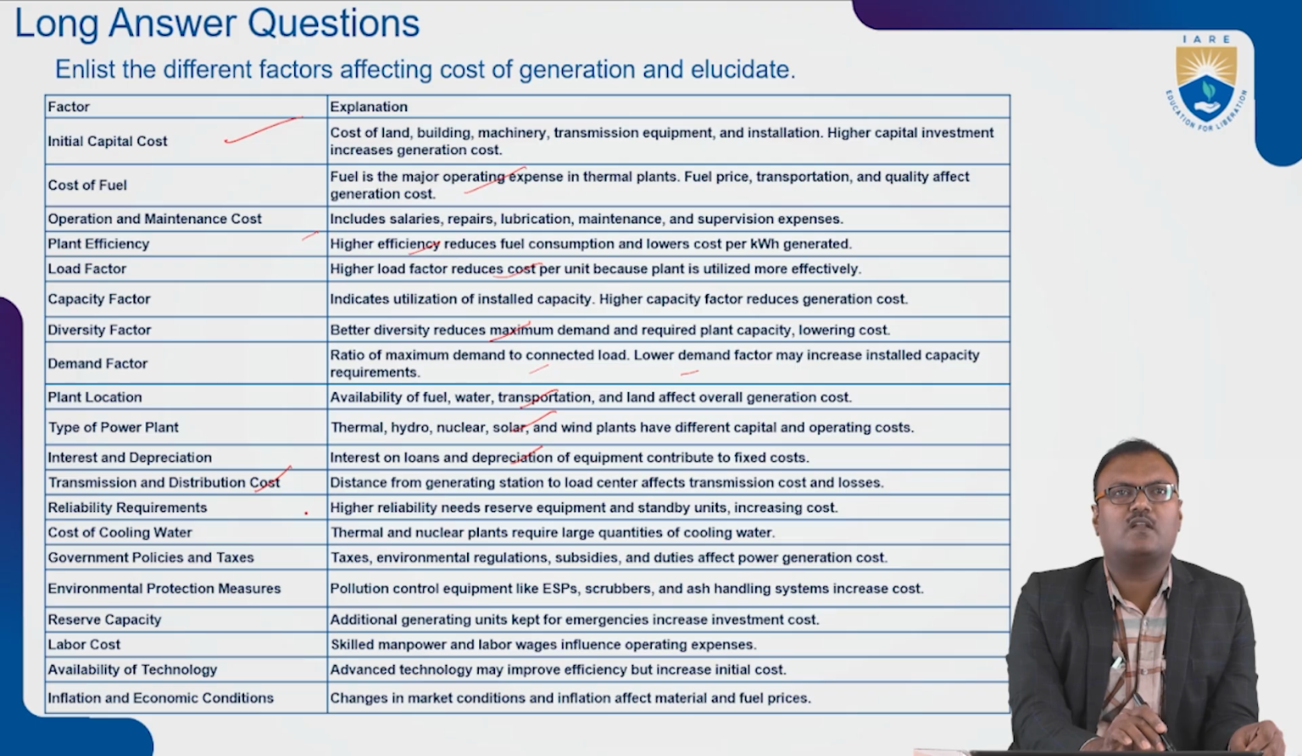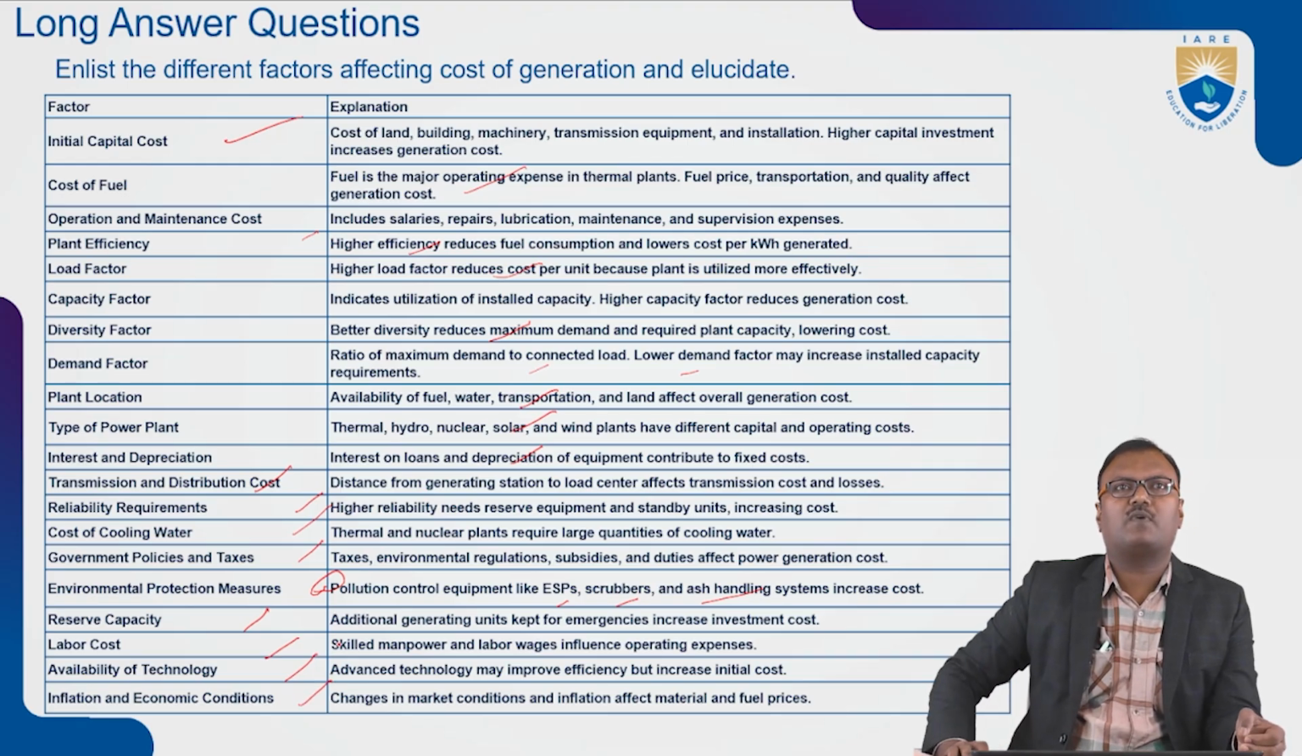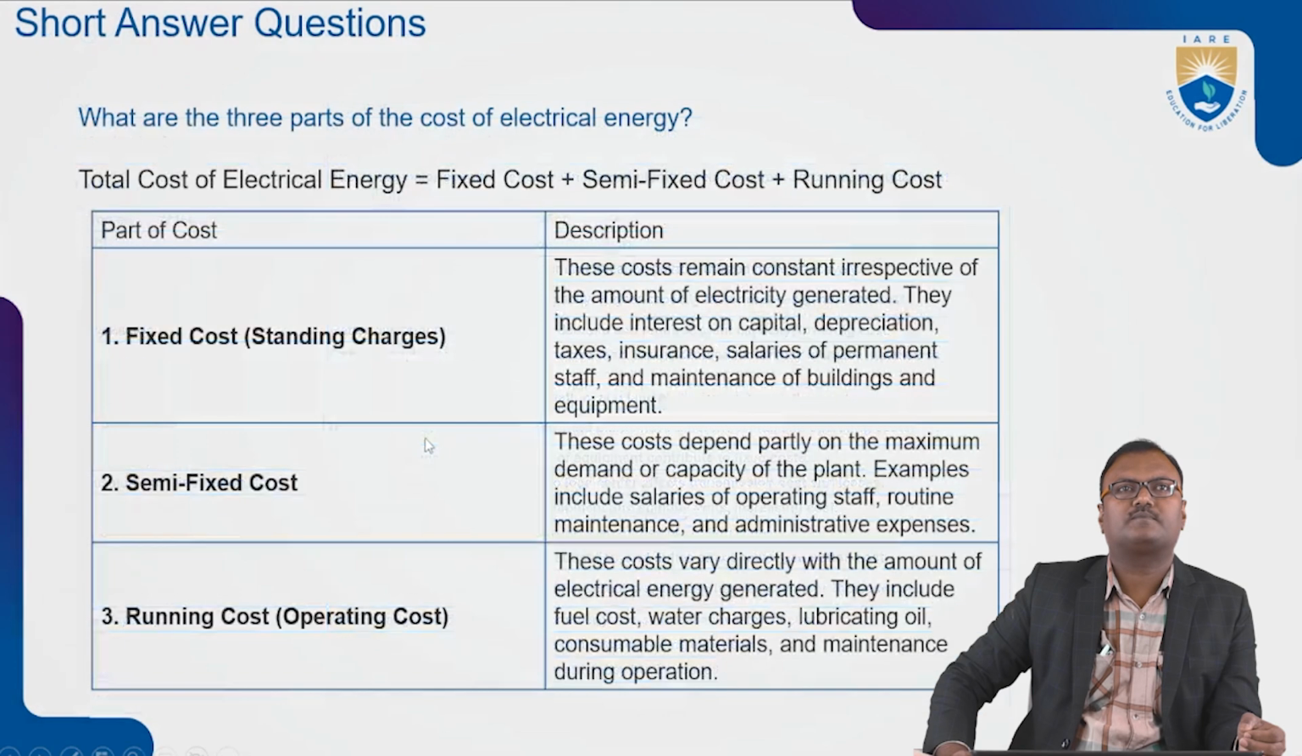Sometimes it may be unavoidable in order to get higher power needs and reliability requirements, and cost of cooling water, and government policies and taxes, and environmental protection measures. Those are going to be reduced with the help of ESPs, scrubbers, and ash handling mechanisms, which are going to increase the cost. And reserve capacity, labor cost, and availability of technology, inflation, and economic conditions. These are the different factors going to affect the generation.